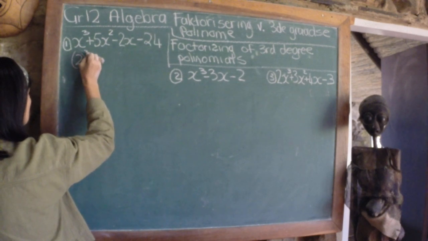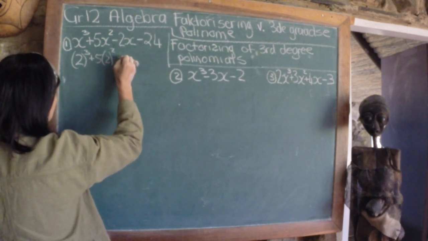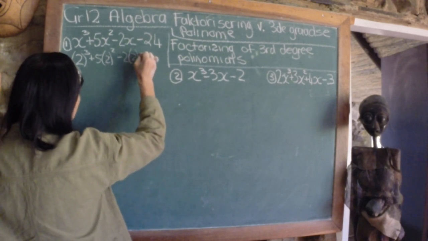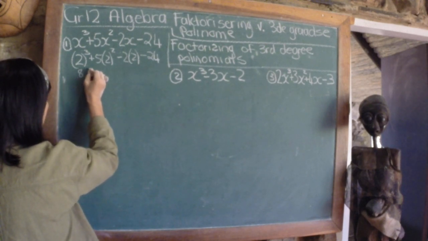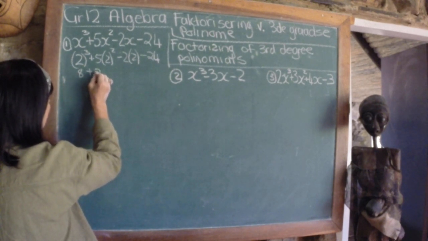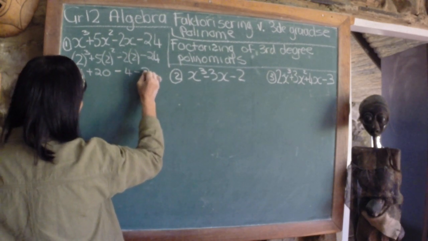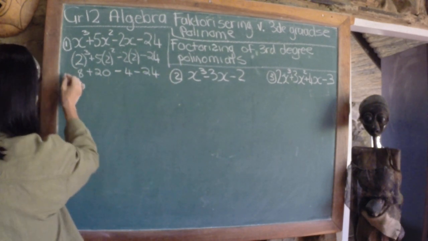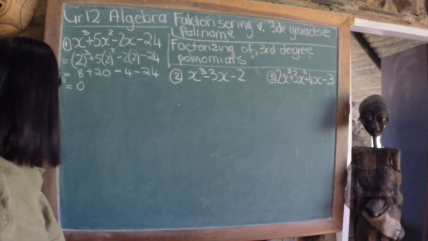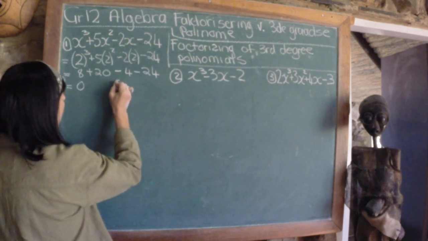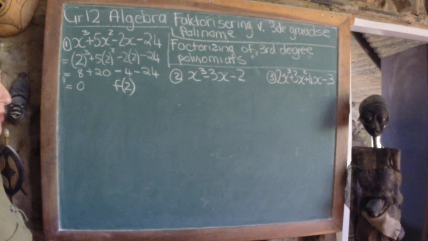Substitution by using 2. We've got 8 plus 20 minus 4 minus 24. That gives me 0. So, the f of 2 is the one that worked.